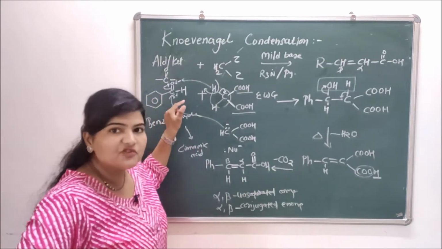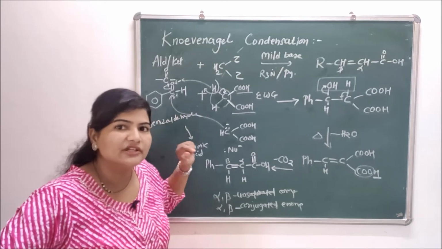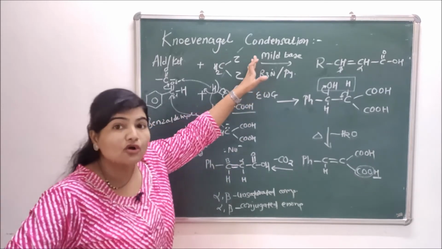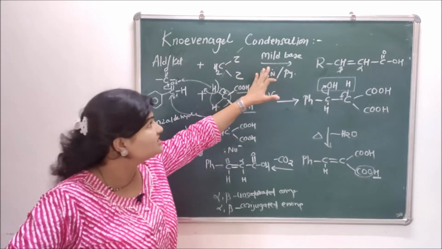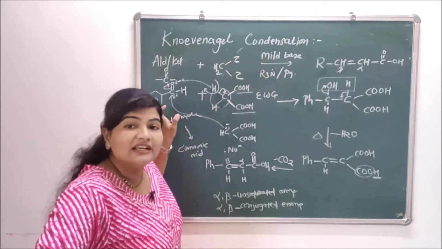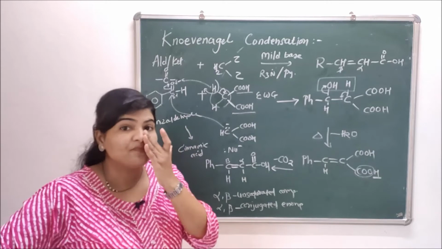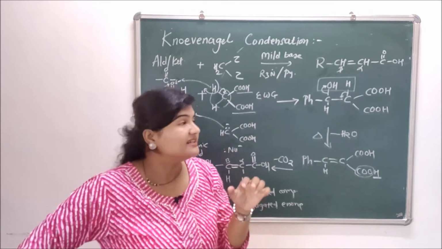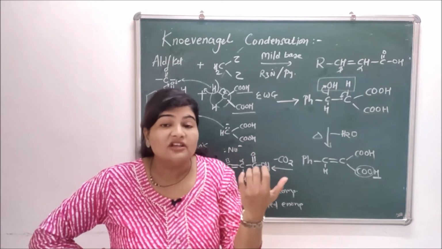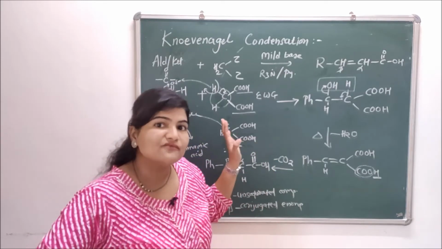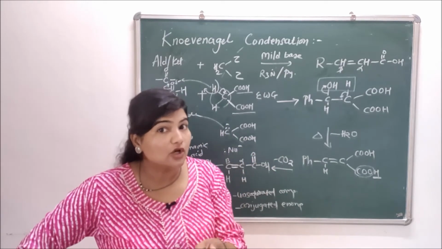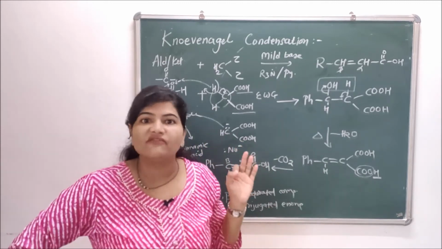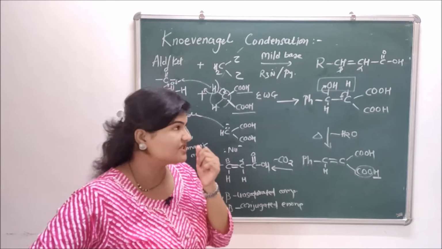Now look at the substrate. Substrates are aldehydes or ketones or carbonyl compounds. If you use a strong base like NaOH instead of a mild base, your aldehydes and ketones will undergo self-condensation, right? Your aldehydes containing alpha hydrogen undergo self-condensation in presence of a strong base, and it is called aldol condensation. So this reaction is a modification of aldol condensation. Okay, this is first thing.